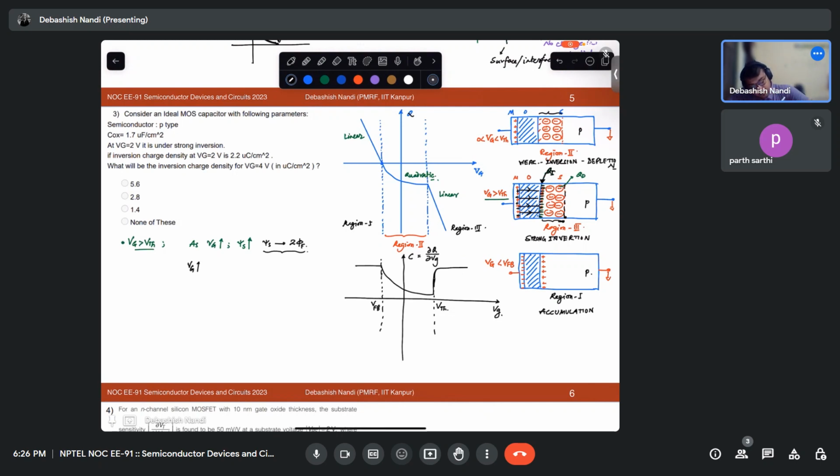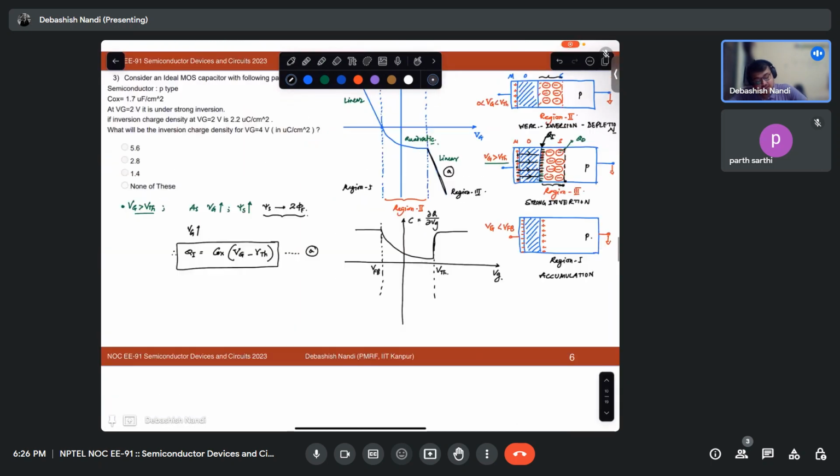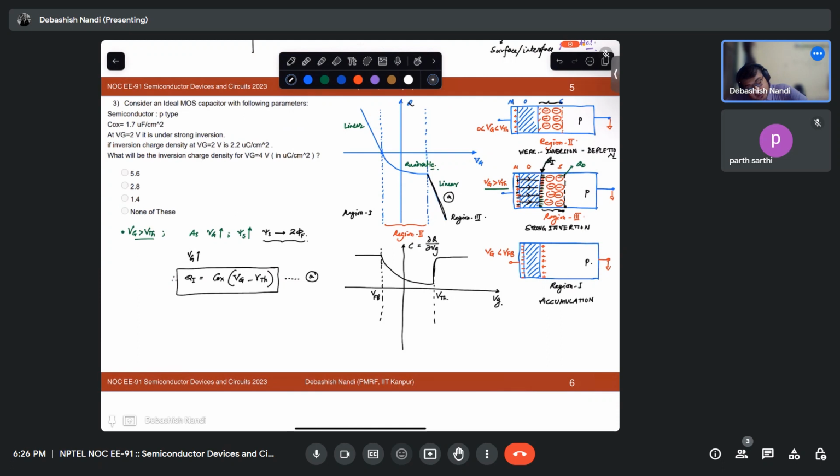So if you see, your Qi would be nothing but your Cox times Vg minus Vth. Okay. So if you see, this line is that equation only. If this is equation A, this line is equation A only. Okay. There will be Qd, but Qd will be very small compared to Qi. Similarly, here there will be a quadratic drop. This I am coming to. And this will be accumulation.